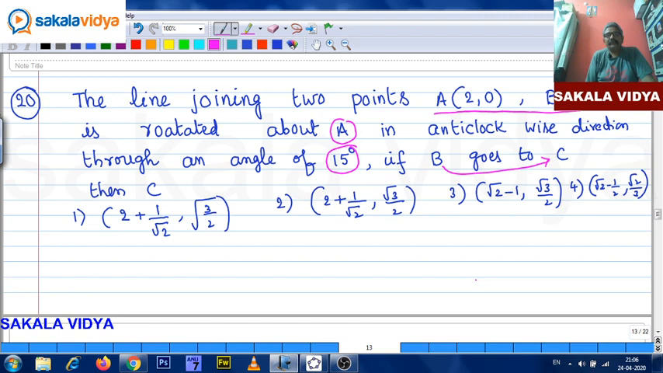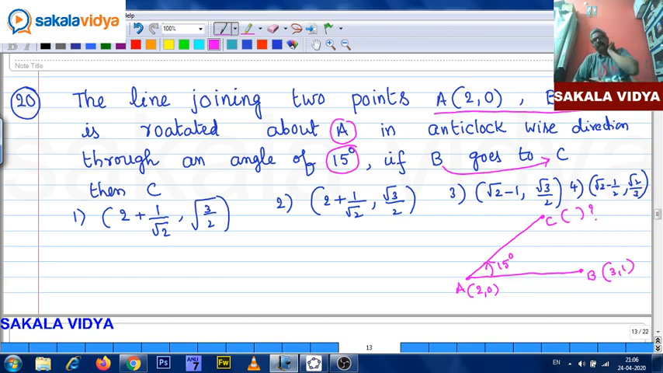See, this is for example, say this is A, this is B. So now this line segment is rotated with an angle of 15 degrees. So now it moves to C. Then C coordinates you need to find out. Here A is (2, 0) and B is (3, 1). So what about C? This is the question mark. Okay.